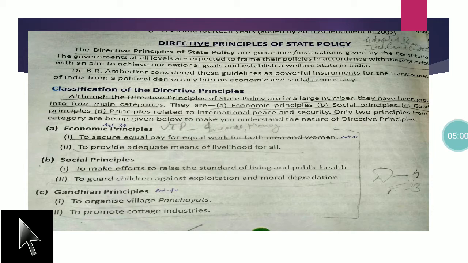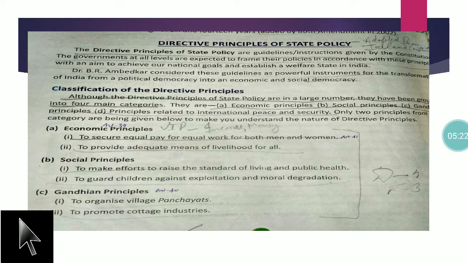Next, we have the classification of directive principles. We have different types of areas where the directive principles work. The specific ones are economic principles, social principles, and Gandhian principles. Along with that, we have one more: principles related to international peace and security.